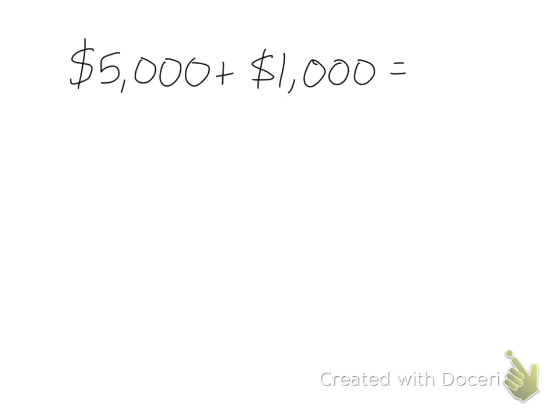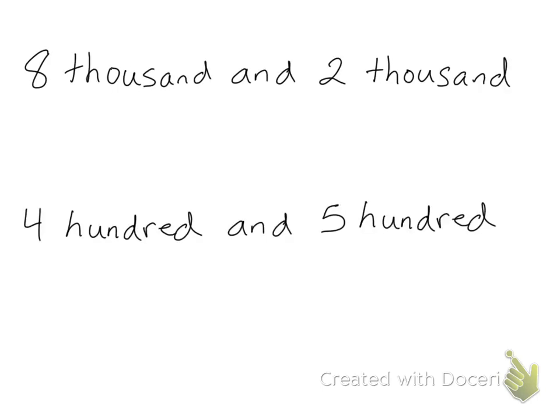So, if I have $5,000 and I gave you $1,000 more, how much money would you have? Well, I would have $6,000. Okay, and we know that because 5 plus 1 is 6, and since it's thousands, I would just put 3 zeros after it. So 5,000 plus 1,000 is 6,000. What about 8,000 and 2,000? Well, I know that 8 and 2 is 10, and it's 1,000, so I'd put 3 zeros after it. So this would be 10,000.